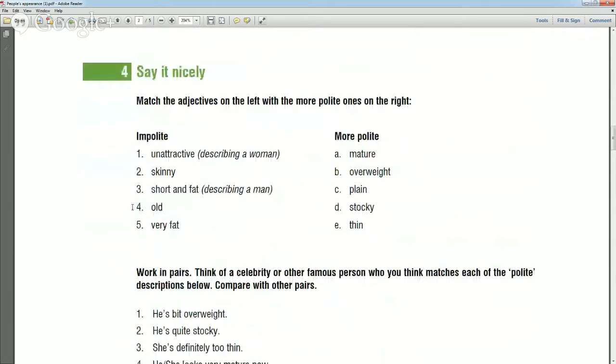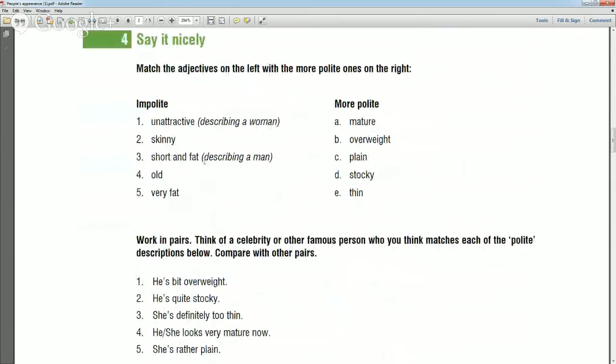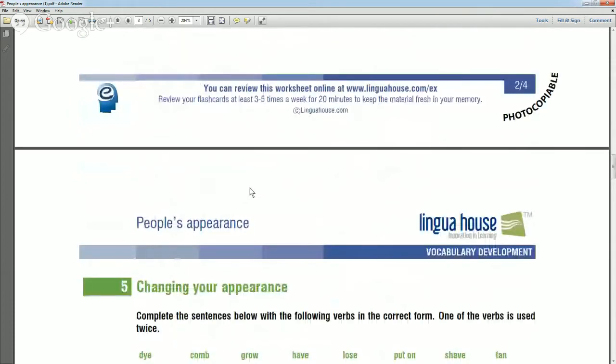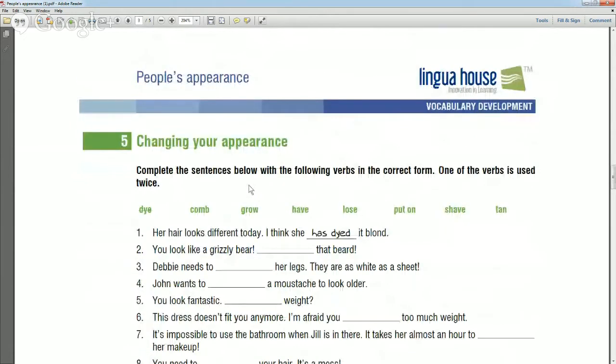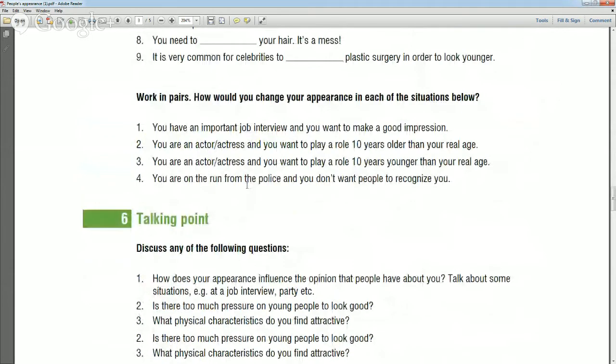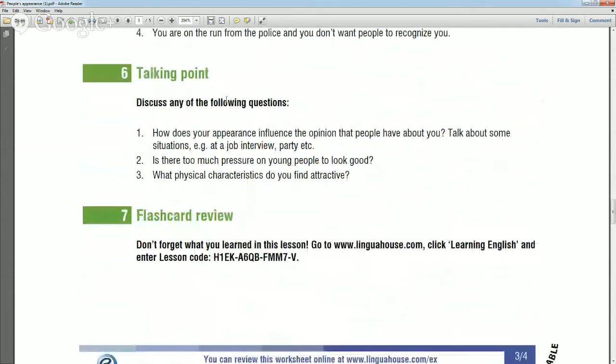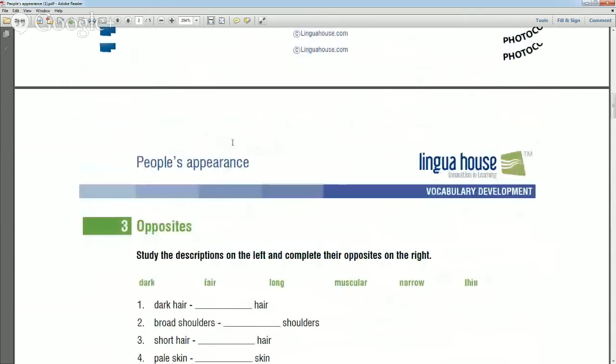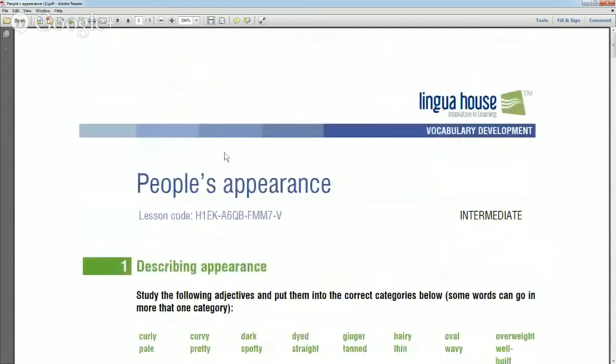And then we will look at some words that are a little bit more polite to say about people when you're describing them, and then also about changing your appearance. And then we will have a talking point where we will discuss these in a little bit more detail. So that is the plan for today. I look forward to working with you all as you practice your English skills.